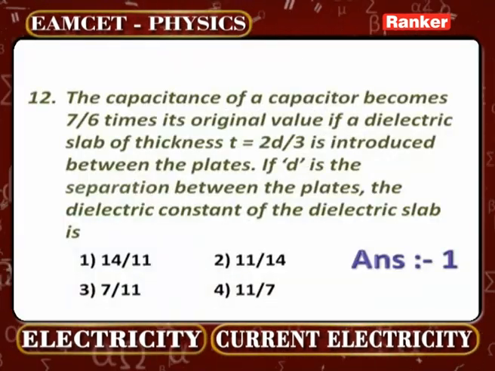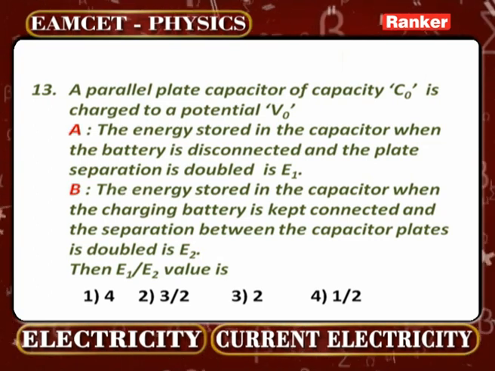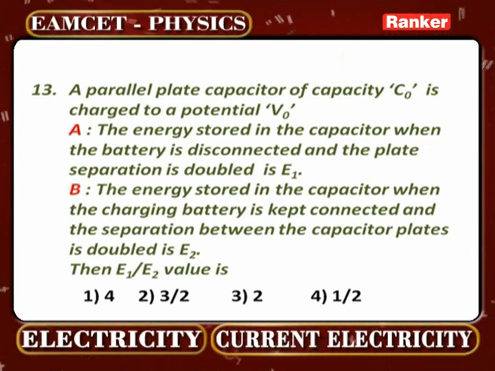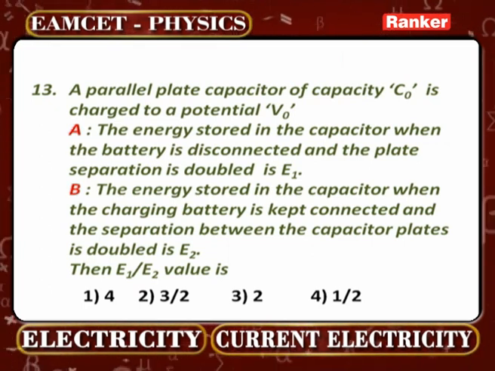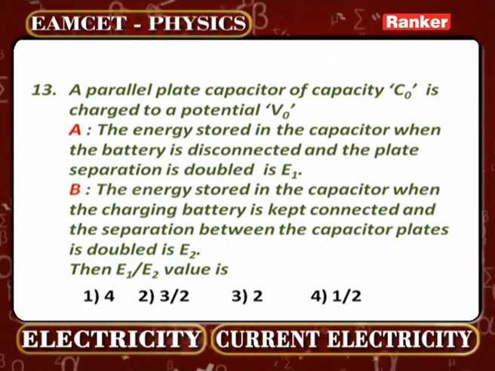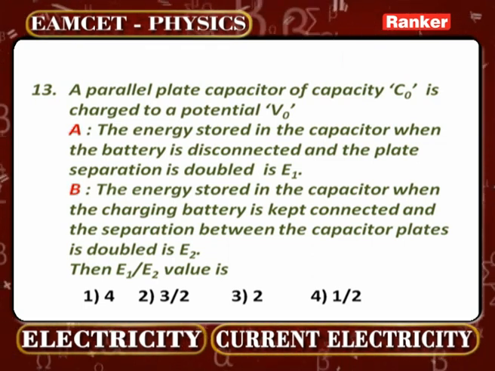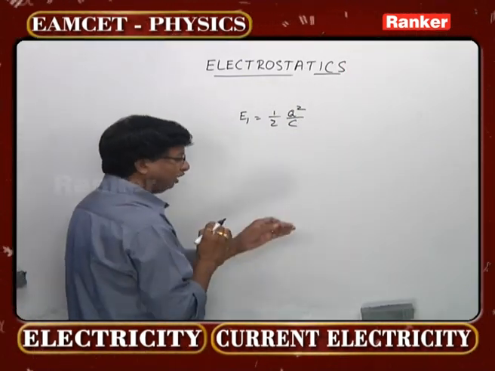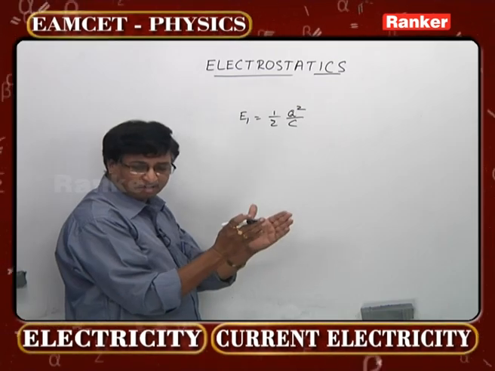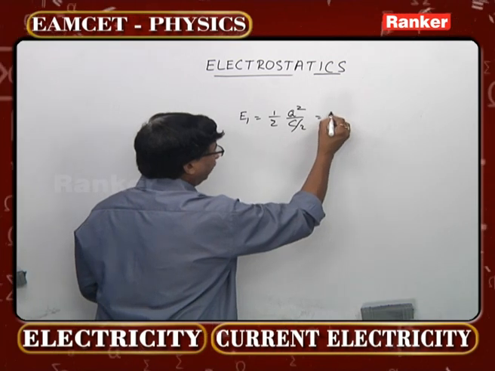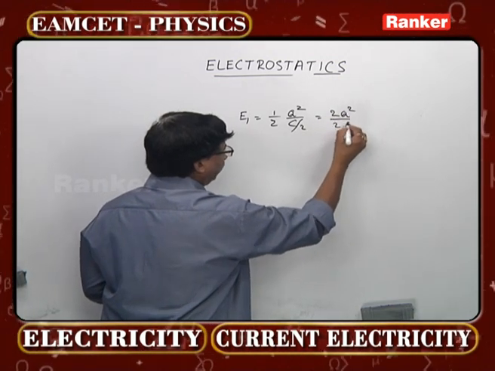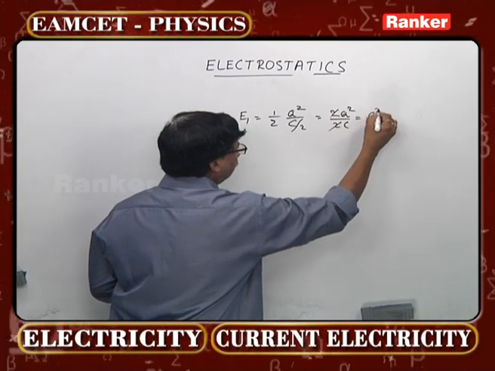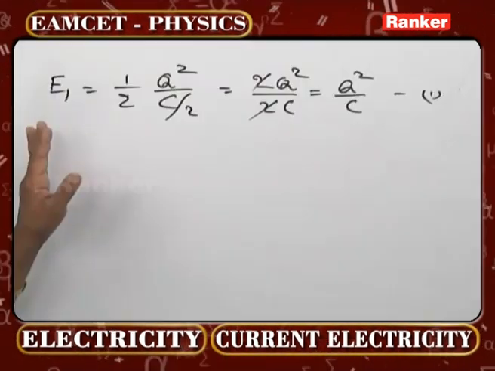Look at the next one, that is problem number 13. A parallel plate capacitor of capacity C0 is charged to a potential V0. The energy stored in the capacitor when the battery is disconnected and the plate separation is doubled is E1. Observe carefully, battery is disconnected means we should understand charge remains constant. Then what will be E1 now? Half Q square by C. But you can understand well, as in when the distance of separation between the plates is doubled, C becomes half. So you can write 2Q square by 2C. That means 2 gets cancelled. Q square by C, that is our first value of E1.